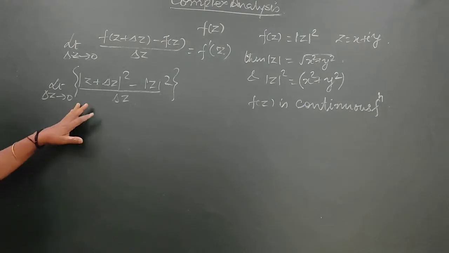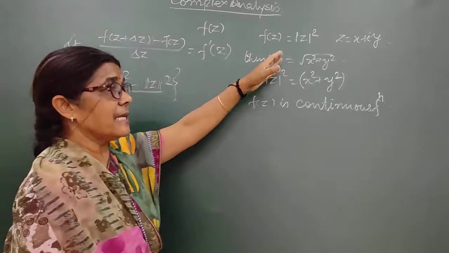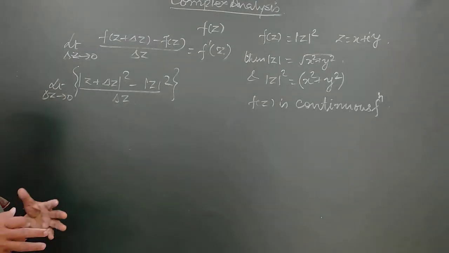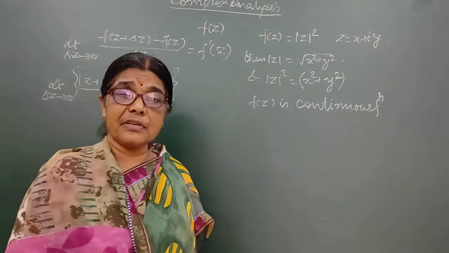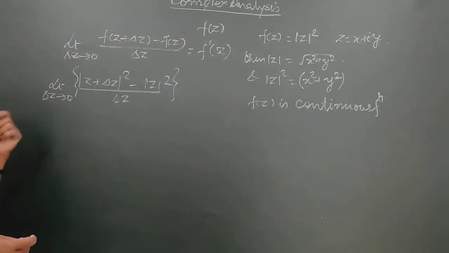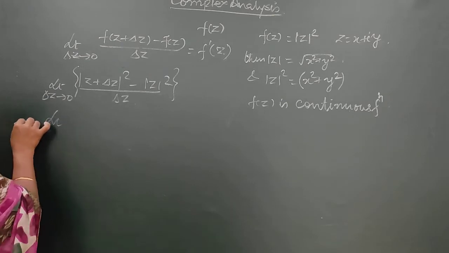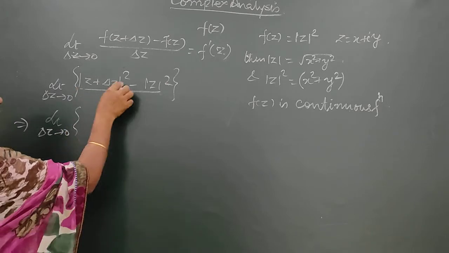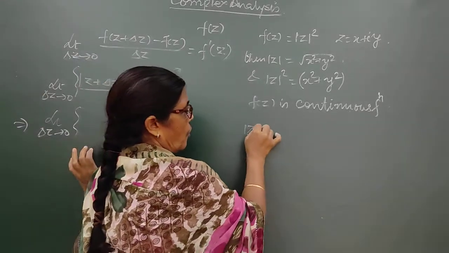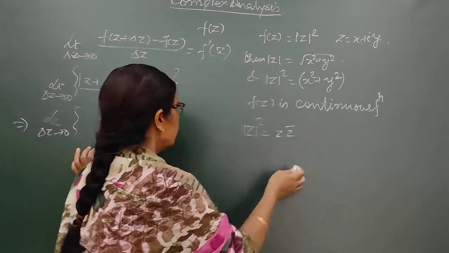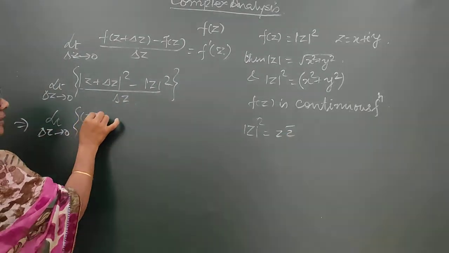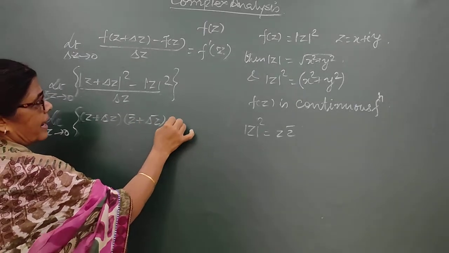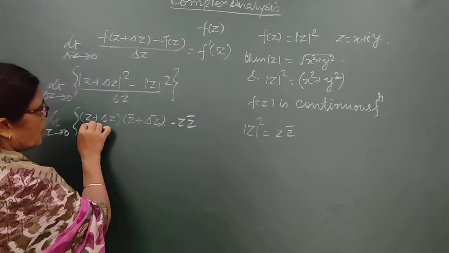Now to prove it is not differentiable, we take a particular example. If we prove it for a particular example, then we can't say always that if a function is continuous, then it is necessarily a differentiable function. Now for this example, the limit as del z tending to 0. This can be written as, we know that mod of z square is z z bar. Using this result, we write it as (z plus del z)(z bar plus del z bar) minus z z bar over del z.